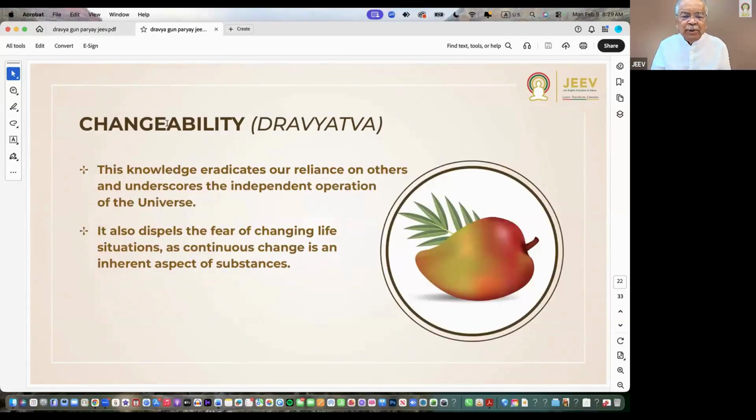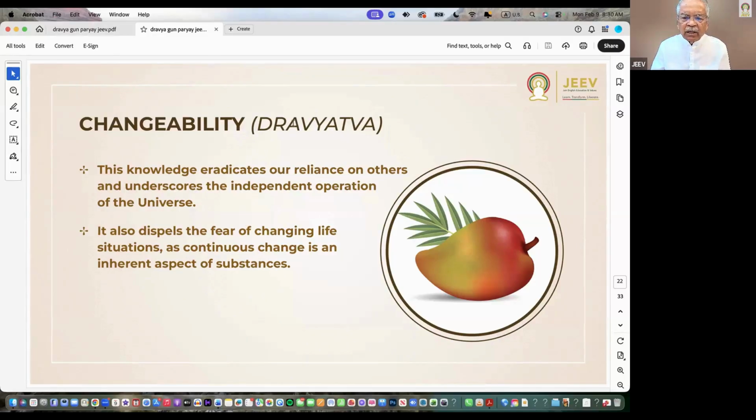Then, changeability, this is very important. Changeability attribute is very important. They all are important. Changeability means a given attribute or a given substance. 6 universal substances are there in the universe: soul, matter, medium of motion, medium of rest, space and time. When a given substance, that substance exists, and not only exists, but it also does some work. And that work is called changeability. Dravyatva Gun.